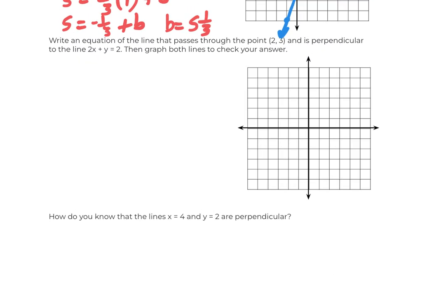This one is a little bit tricky because we don't have it in slope-intercept form. If it's in slope-intercept form, life is good. This one is not in slope-intercept form as it sits right now.